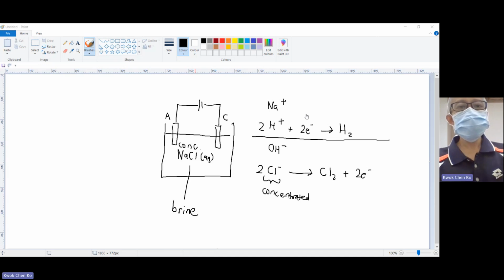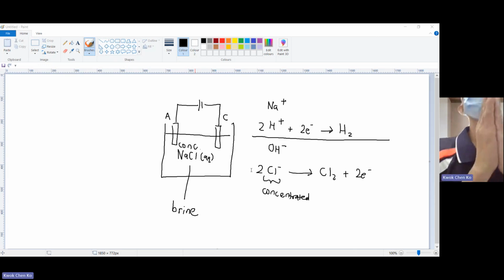So how about anions? That one should be obvious. Who gets discharged? OH minus, yes, of course. And the equation is the same. This one, you can't write the overall reaction.